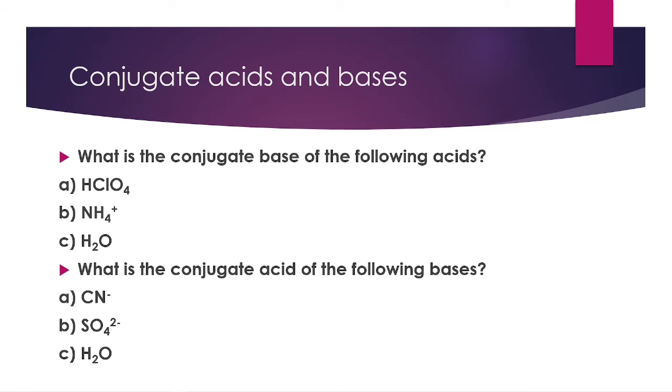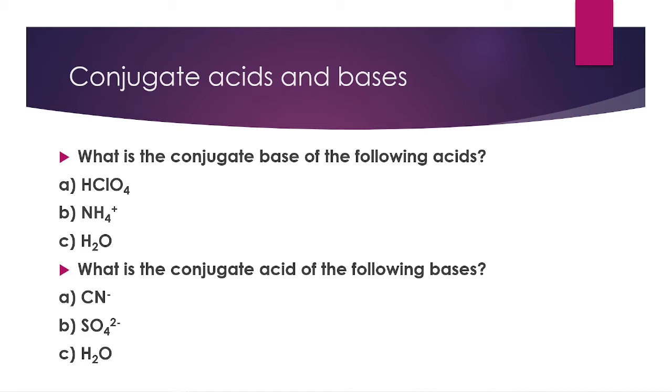So looking at these, you should be able to work out what the conjugate base of the acids would be. Again, it's just the acid minus the H plus. So I'll give you a quick moment. And the second one is what is the conjugate acid for the following base, which is, remember, the base plus the hydrogen ion that's released. Give you a moment to quickly go through it.